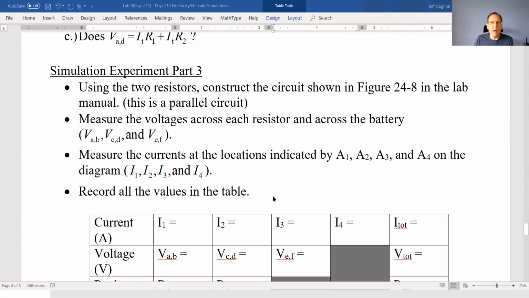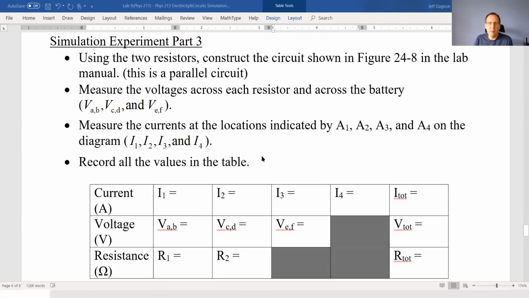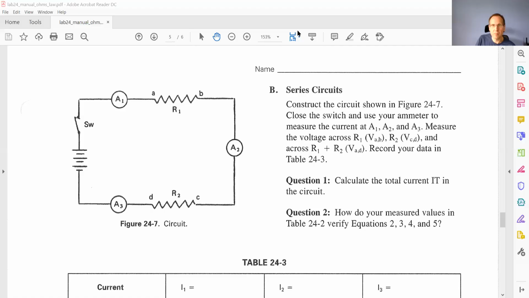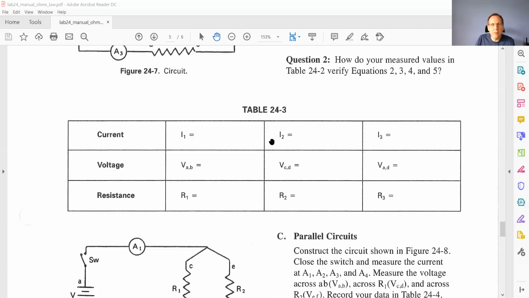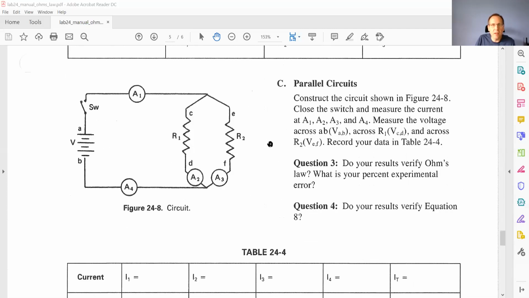Okay, then the third part, simulation experiment part 3, you're going to construct a parallel circuit. So this is figure 24-8 in your lab manual. So let me show you that. Okay, so that is this one right here.